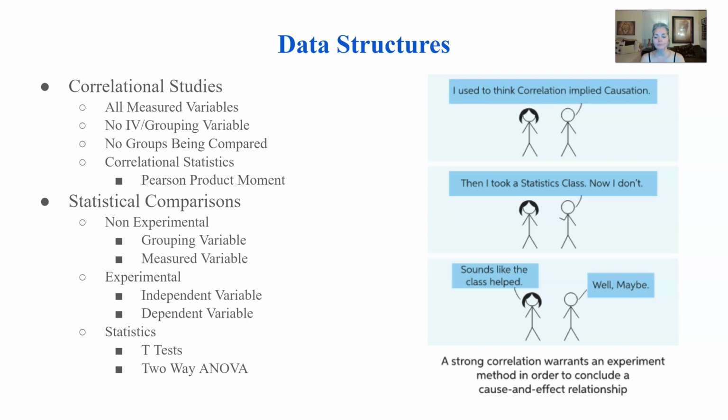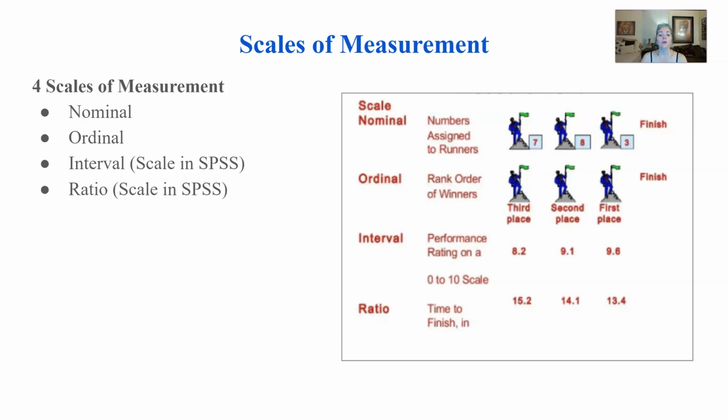So if it's something I can randomly assign, then it can meet the qualifications for an experiment. And then the statistics that we'll use in this class, now there's a whole host of statistics that we can use for this kind of comparative data structure, but for this class we'll use the independent measures t-test and a two-way ANOVA. Now, another thing that you have to consider is what scale of measurement you're using.